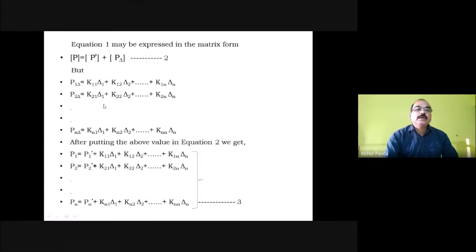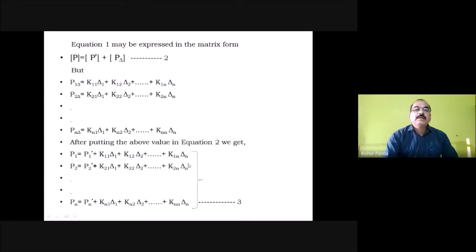So these are the expressions P1 delta, P2 delta, and Pn delta. Then after putting the above value in equation 2, you have to put this value here in P delta. So this is your P: P1, P2, P3, Pn, and P dash: P1 dash, P2 dash, Pn dash, and P delta: P1 delta, P2 delta, Pn delta, that you have to put here. After putting, this is the expression: P1 is equal to P1 dash plus K11 delta 1. This is your equation 3.